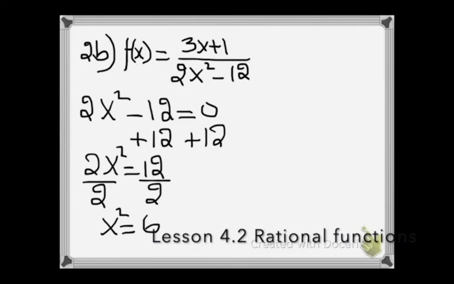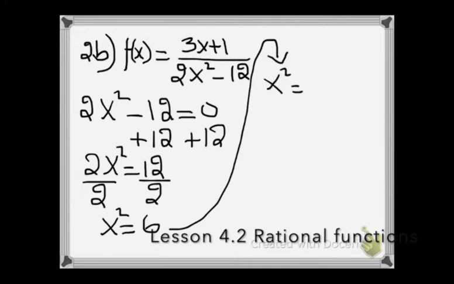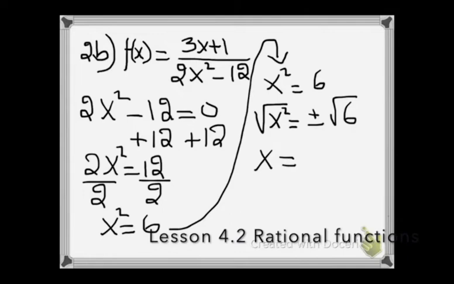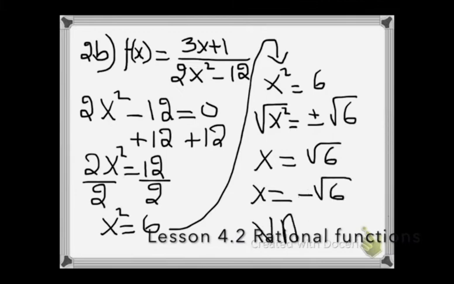But I'm still not done because I have to make x alone. So I don't need the power 2. In order to get rid of the power 2, what do I do? I square root both sides. So I do square root of x squared equals plus or minus square root of 6. So x is equal to, I check square root 6 on the calculator if it can be simplified or not, and then x is equal to square root 6 and x equals minus square root 6. These are my VA.